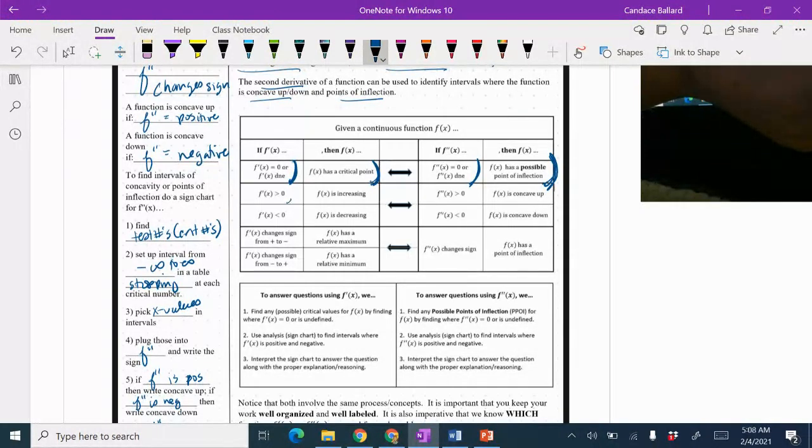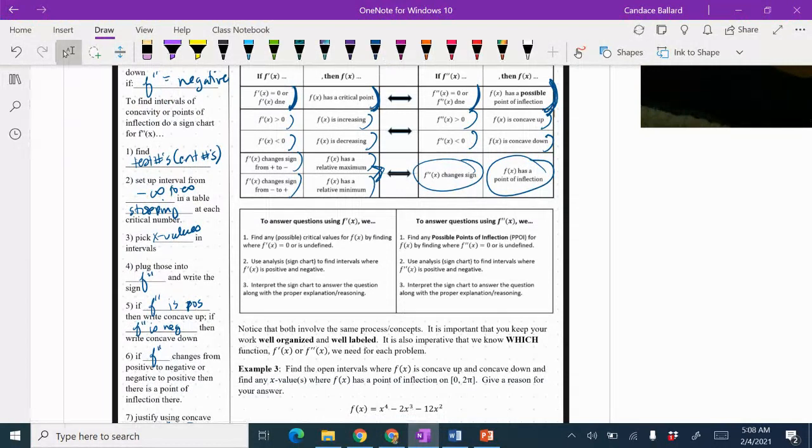If my first derivative is positive, it's increasing. My second derivative positive, we call it concave up. My first derivative is negative, it's decreasing. My second derivative is negative, it's concave down. If your sign changes from positive to negative, we've got a relative max. Negative to positive, it's a relative min. So whichever is first makes a difference. Whereas here, as long as we change sign, we have a point of inflection.